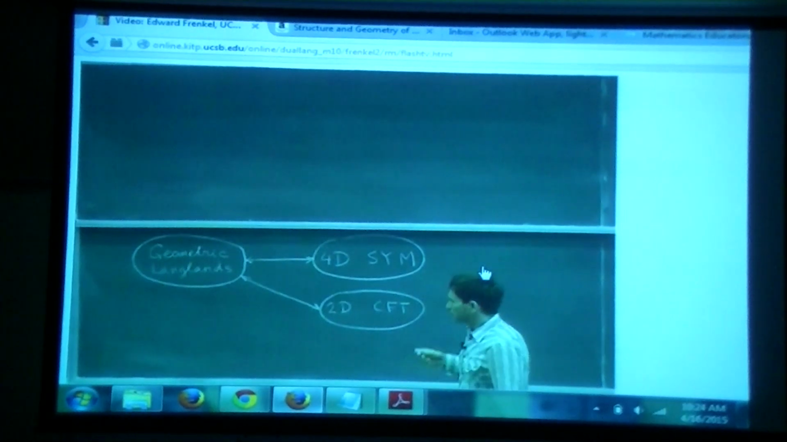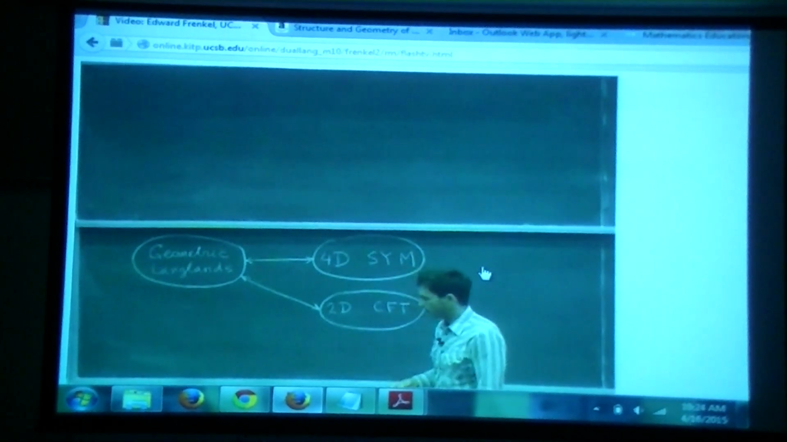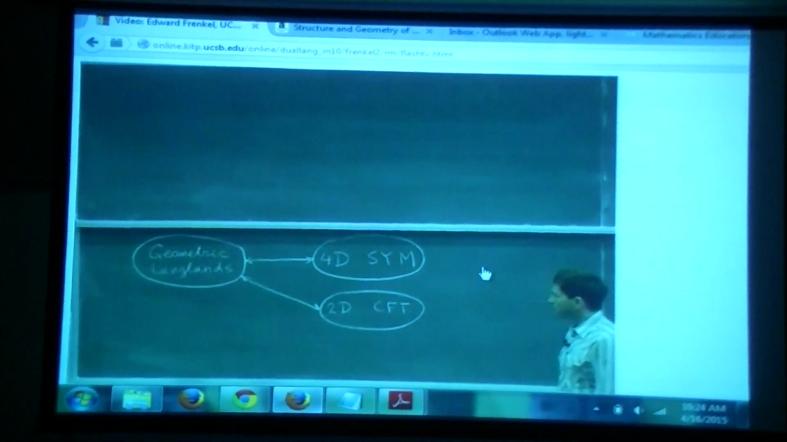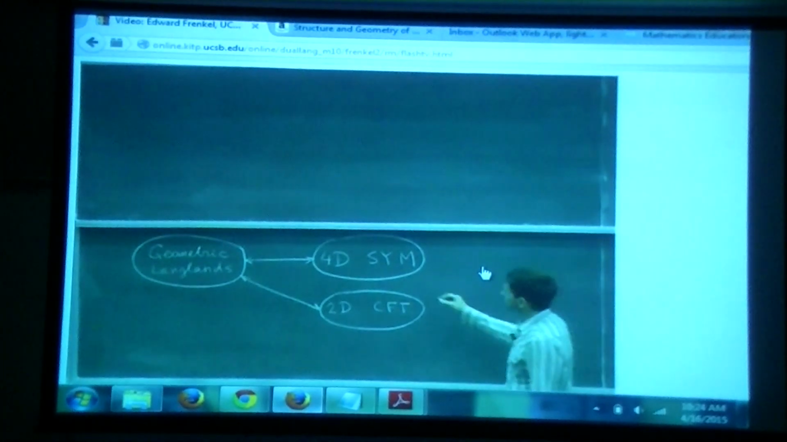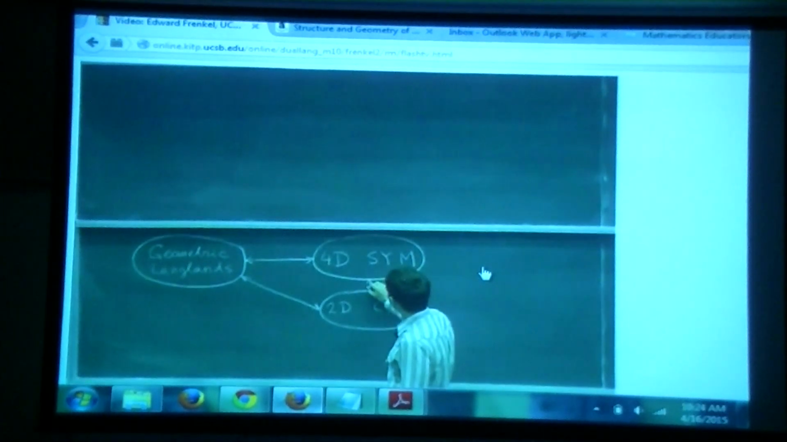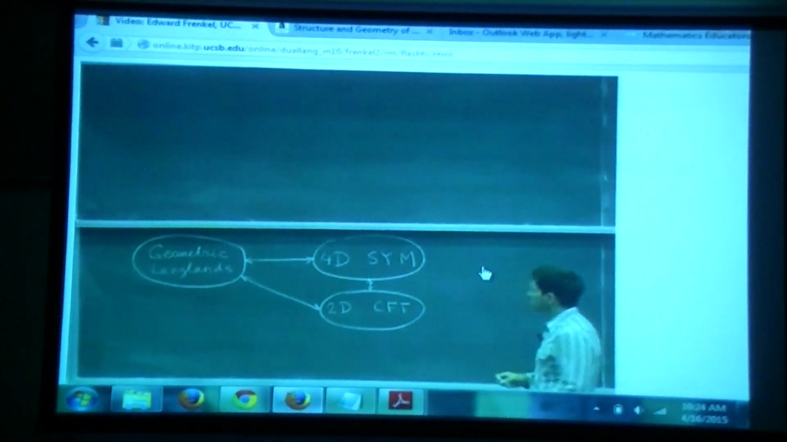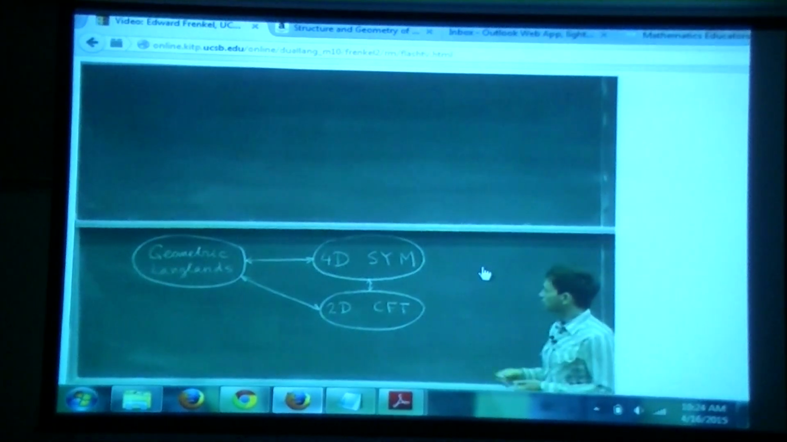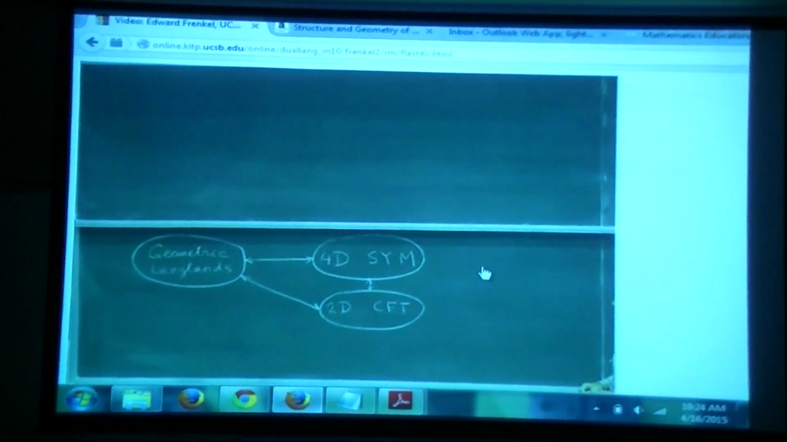And more recently, Alday, Gaiotto, Tachikawa, and others have discovered beautiful connections also between 4-dimensional super Yang-Mills and 2-dimensional conformal field theories, and some of that we have already heard here last week, and we'll hear more about this in the remaining days of this conference.